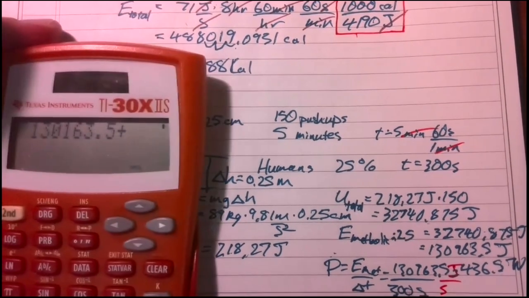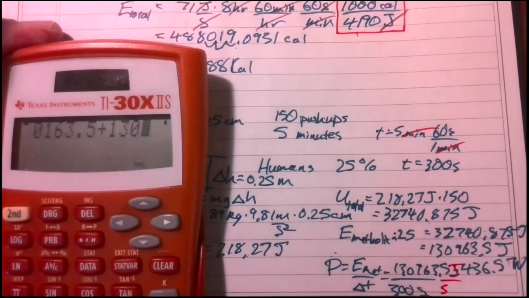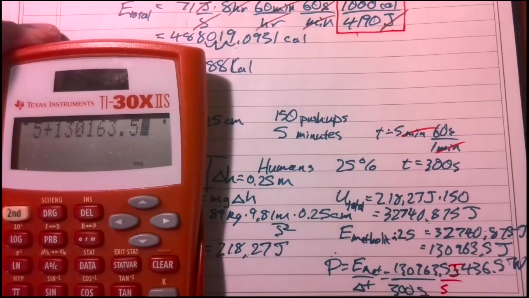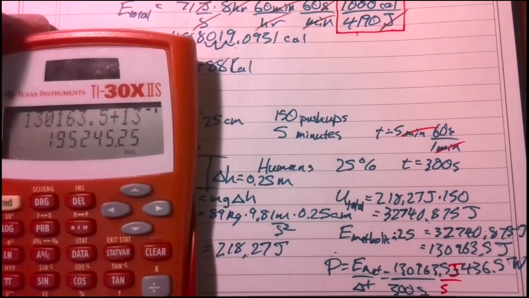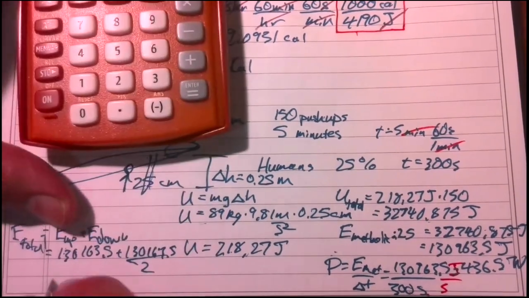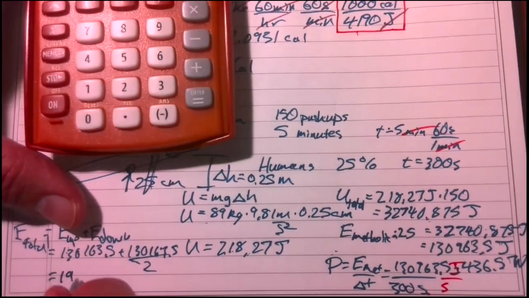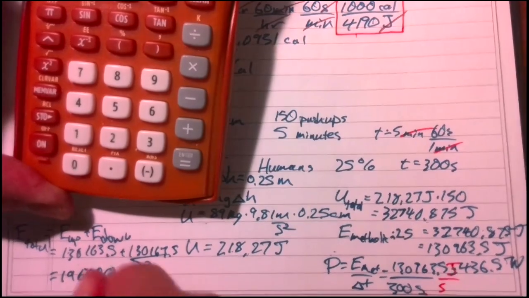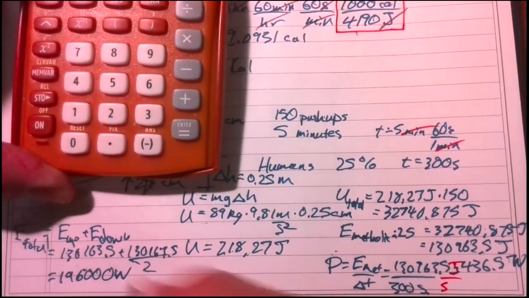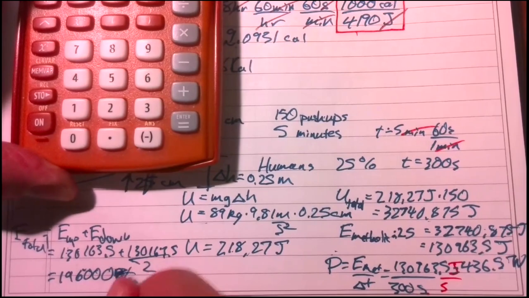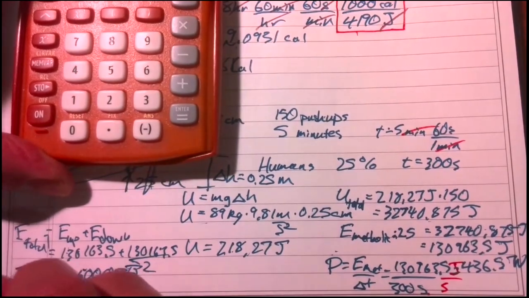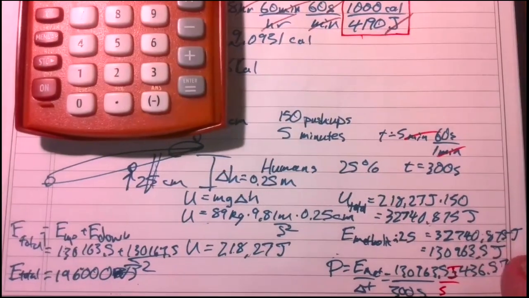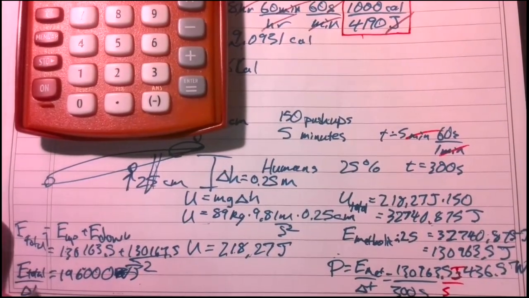130,163.5 plus 130,163.5 divided by 2. That seems reasonable. All right, so that energy is 196,000. I just rounded off. And that's joules. I instinctively rounded it off. Maybe I wrote a six instead of a five, but you know what? I'm going to go with 196,000 joules. We're going to divide that by the time.